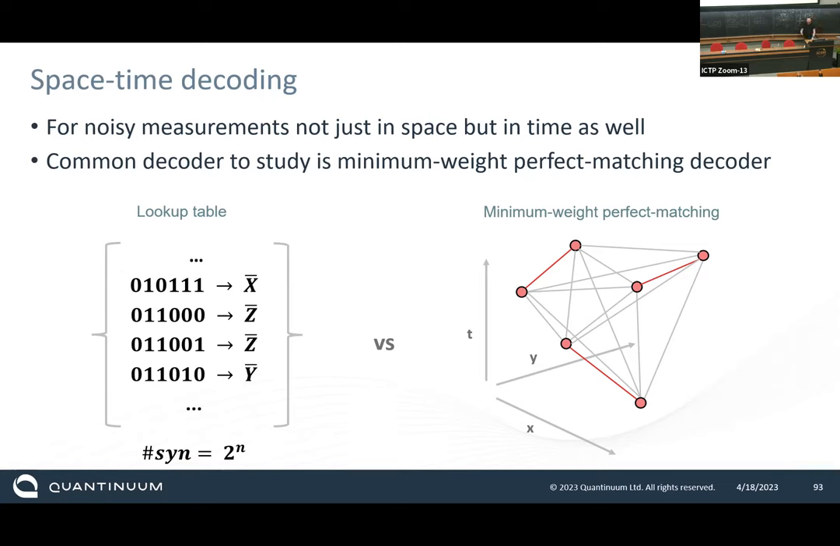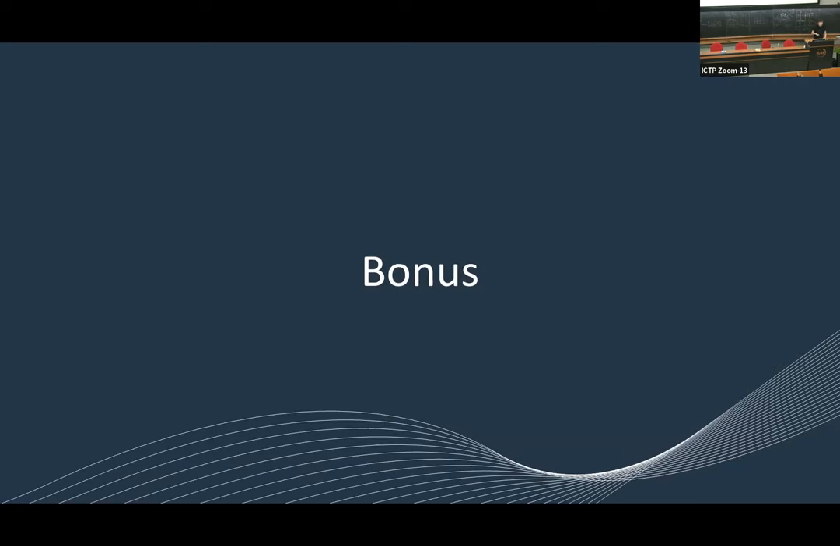So you have to use an algorithm, not just store things in memory, in order to look at these changes in measurement results. These nodes here represent flips in the syndromes, and you have to find the string of Pauli operators that most likely caused these flips. That's what this represents. I won't go into all that.